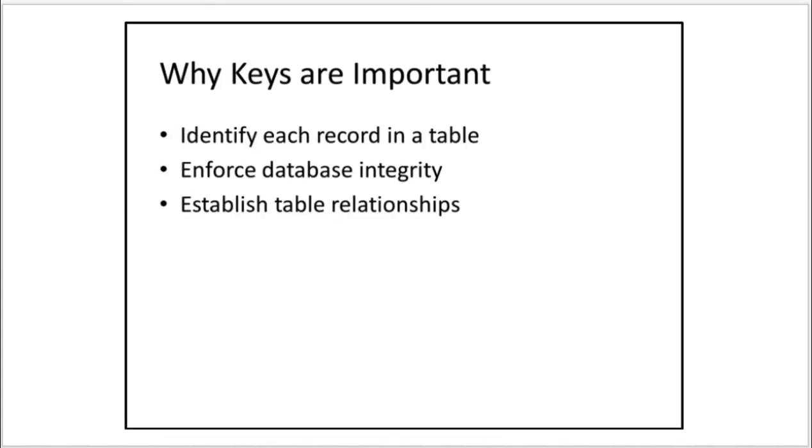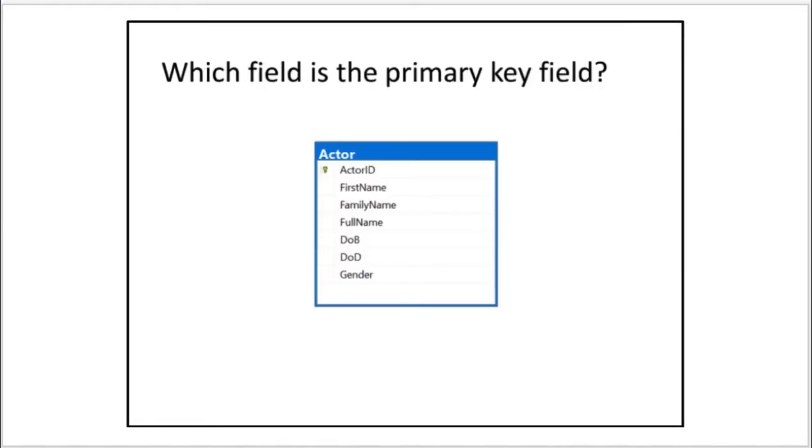Why are keys important? Because they ensure that each record in the table is precisely identified. Each record in the table represents a unique instance of the table subject. They help establish and enforce various types of integrity. For example, keys help ensure that a table has unique records and that the fields you use to establish a relationship between a pair of tables contain matching values, and they serve to establish table relationships.